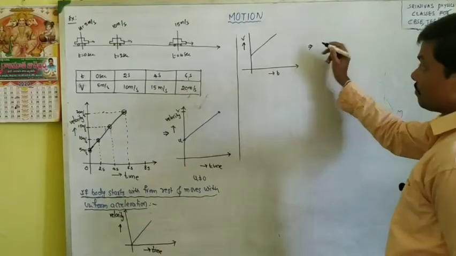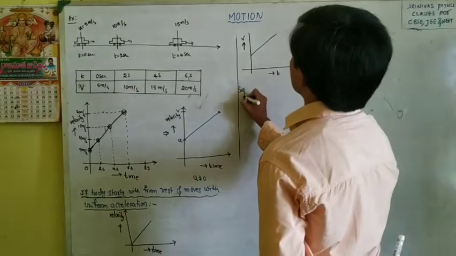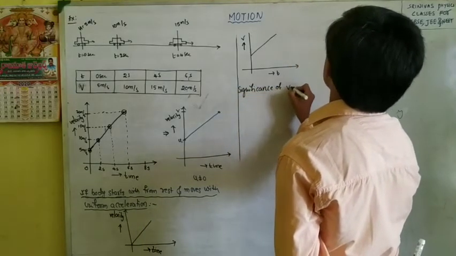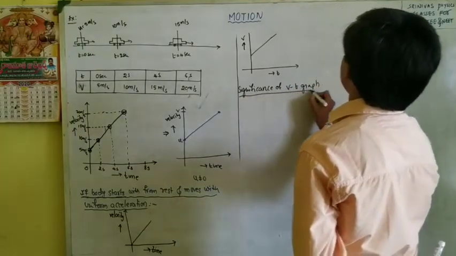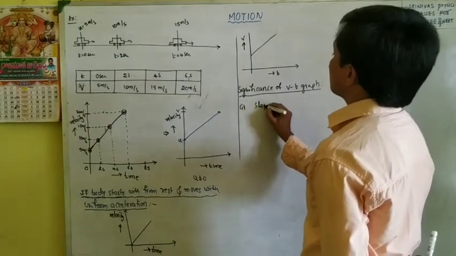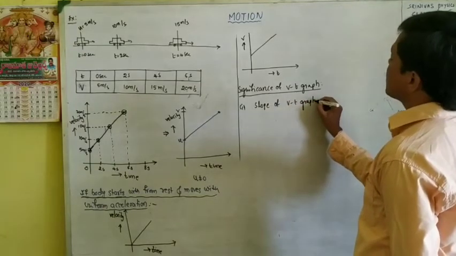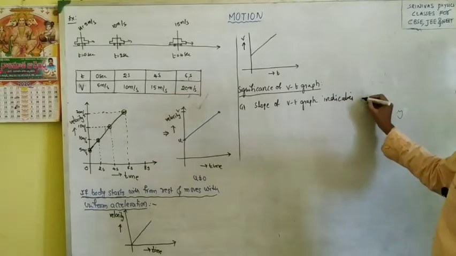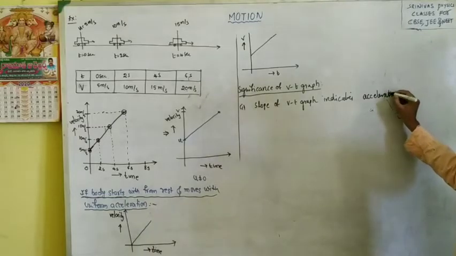Let us see. First we will write the significance of the velocity time graph also. What is the use of the VT graph? The first important point is that the slope of the velocity time graph, the slope of the VT graph, indicates acceleration. This is the first point.